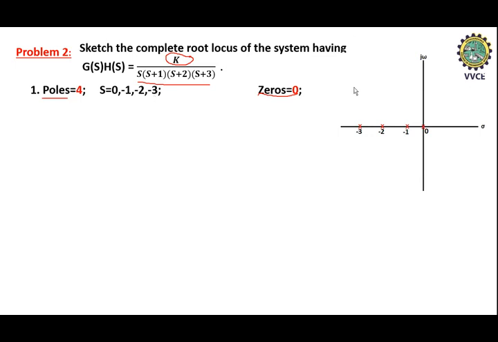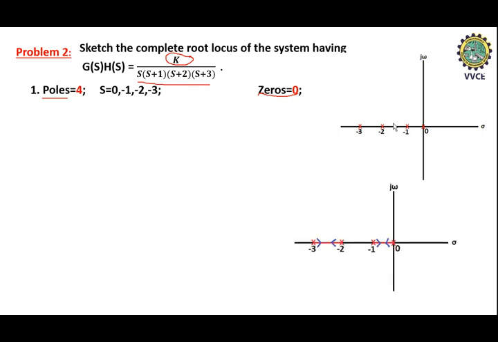And you can plot these roots in the S-plane: 0, minus 1, minus 2 and minus 3. All the poles should be represented by an X mark. So like this, you need to locate all the poles in the S-plane. There are no zeros, so no need to locate zeros on the S-plane.